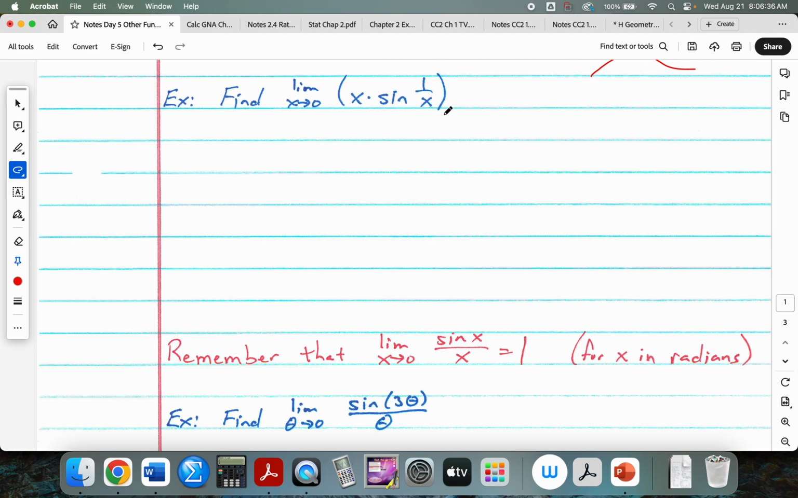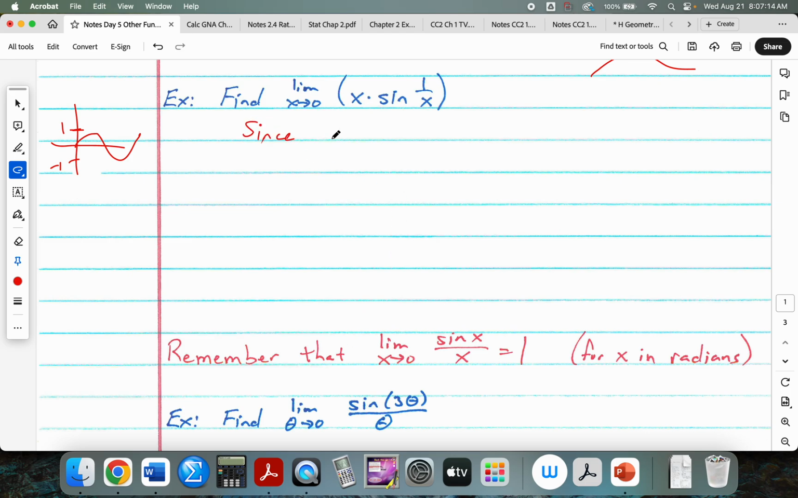What is sine of anything always in between? What 2 values? What are the upper and lower limits on the sine function? What's the lowest? Thank you.